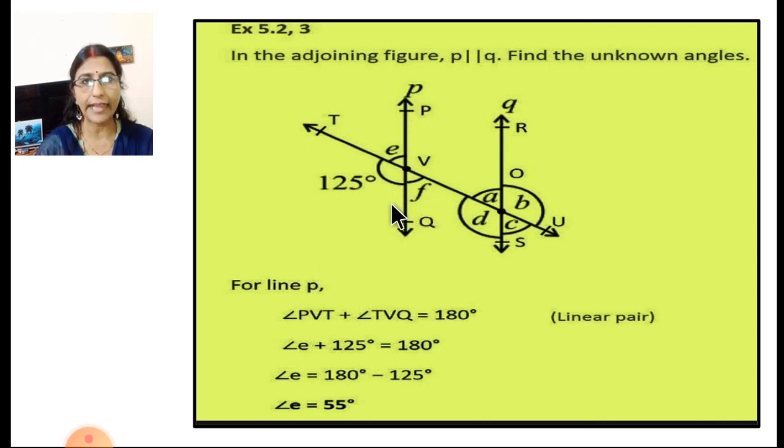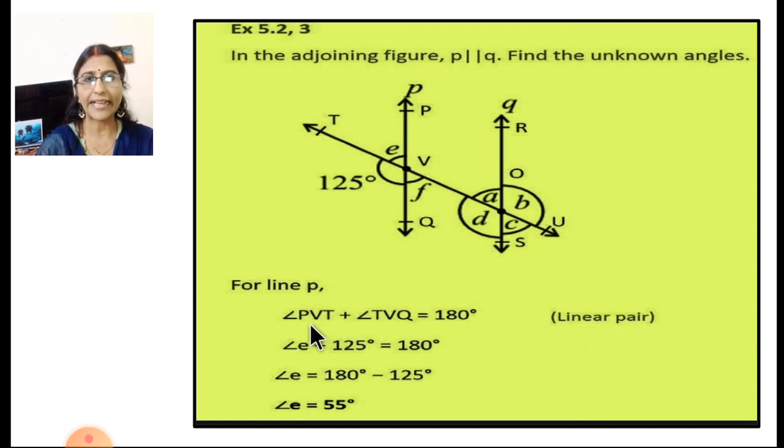So first what will we do? We will take line P. And here you can see angle PVT plus angle TVQ. You can see these two angles are forming a linear pair. So it's written angle PVT plus angle TVQ is equal to 180 degrees. And here in bracket you will write linear pair.